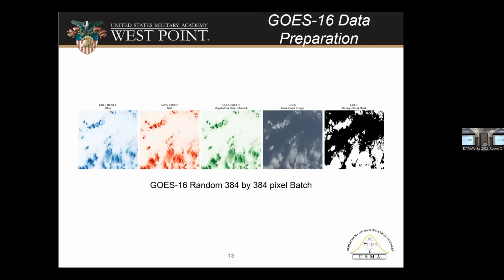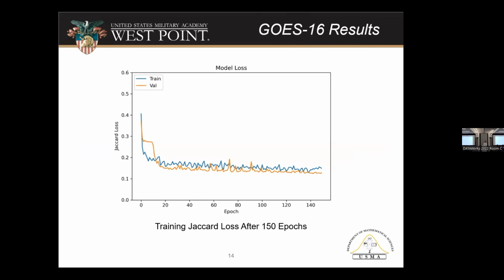In order to do this, we cut it up into different pieces, and we made 368 different patches. As you can see, this is what one patch looked like. We asked, okay, with one patch, can we make all these patches look like the right patch? And we found out that we can. Using the loss function that I mentioned before, the Jaccard loss, we found that after 150 epochs, we were able to get a Jaccard loss of 0.1. So this is pretty good.